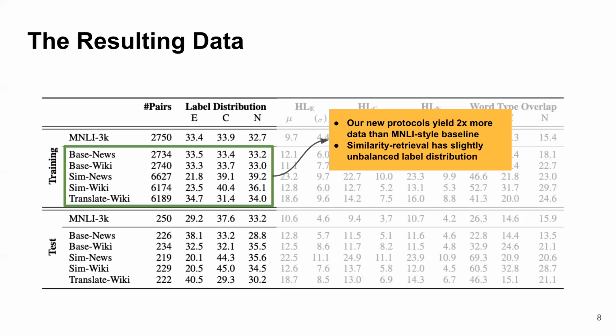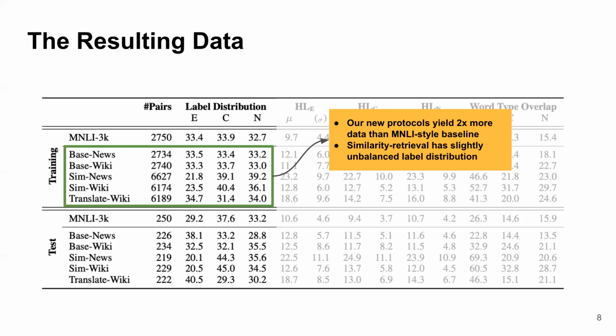So let us now look into some statistics of our collected data. We first collect around 3,000 training examples for BaseNews and BaseWiki. And then, using the same budget, we find that our new protocols yield around 6,000 training examples each, which is twice more data than the MNLI-style baseline.